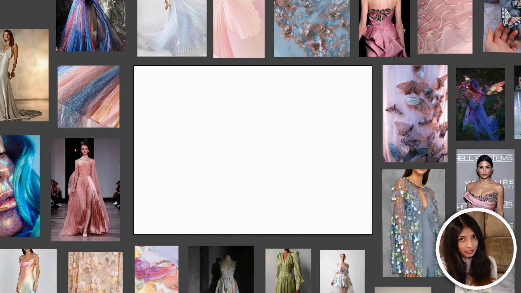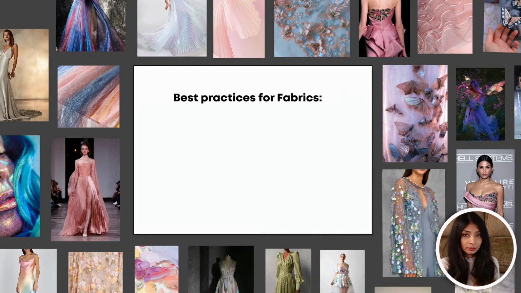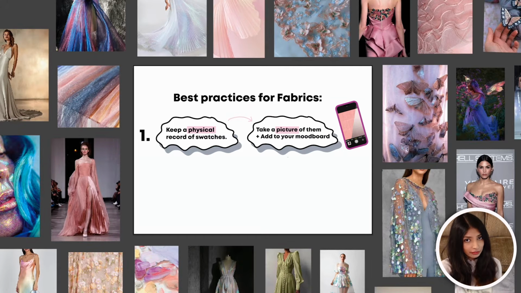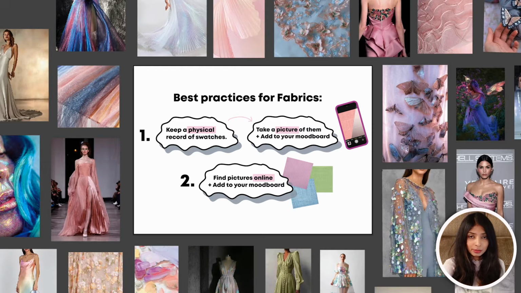And regarding fabrics, even though this is a digital mood board, the best option would be to keep a physical record of maybe 10 by 10 centimeter swatches that you picked up from your research at stores, etc. Take a picture of these fabrics and add it into your mood board. But if for some reason you do not have physical swatches of fabrics, make sure to search online for a picture of it and then add that to your mood board.